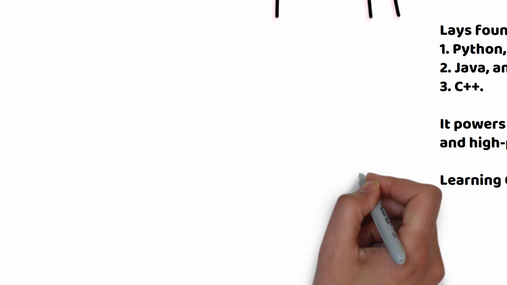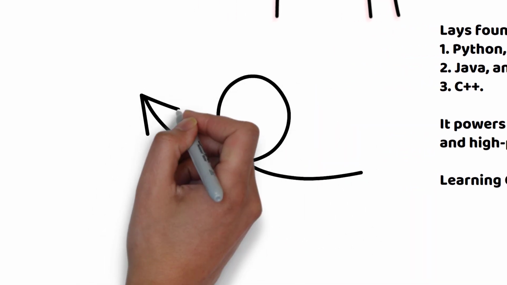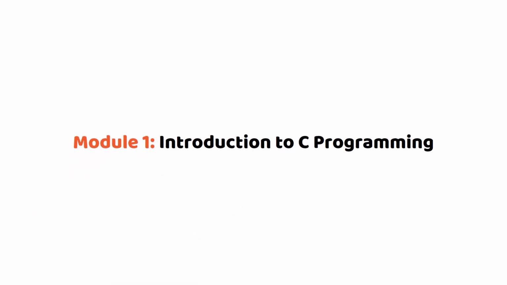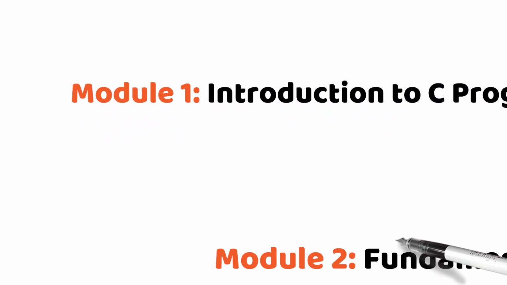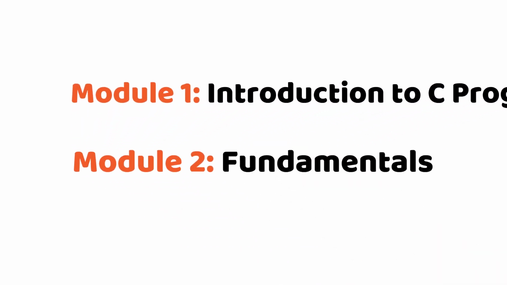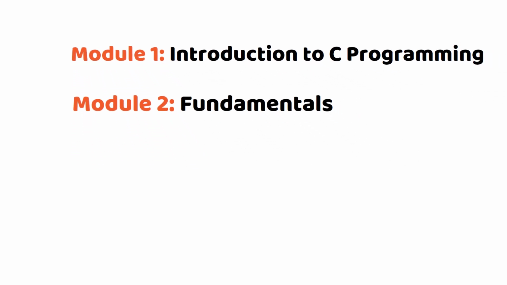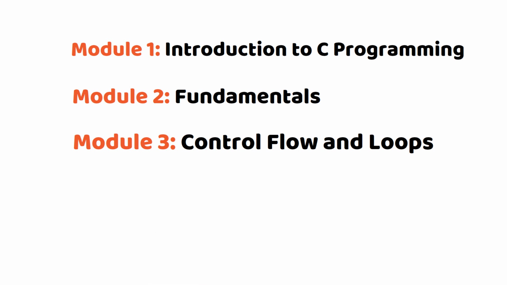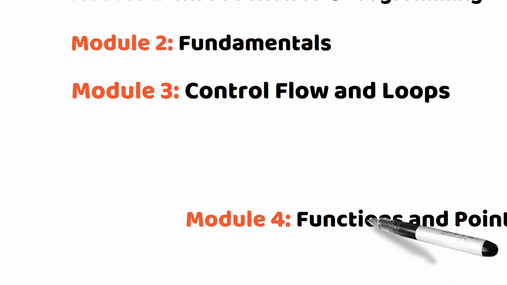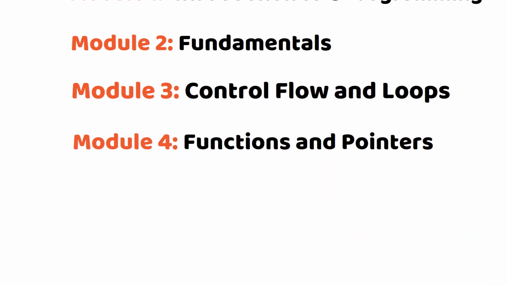Well, here's how we have structured this masterclass. In Module 1, you will learn about the introductory aspects of C programming. You will set up your own environment and you will be able to run your very first program. In Module 2, we will be covering C tokens, data types, variables, and operators. In Module 3, you will learn the decision making and repetition aspects in C with the help of control flows and loops. In Module 4, you will learn about functions and pointers, which are the backbone of reusable, efficient code.